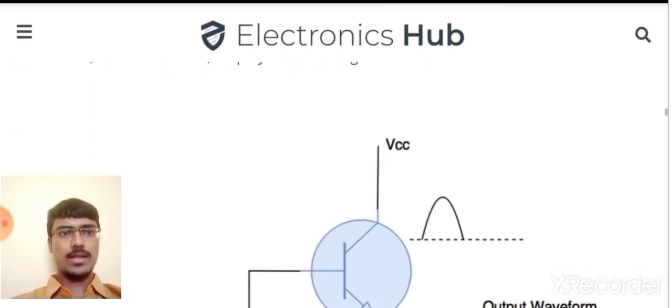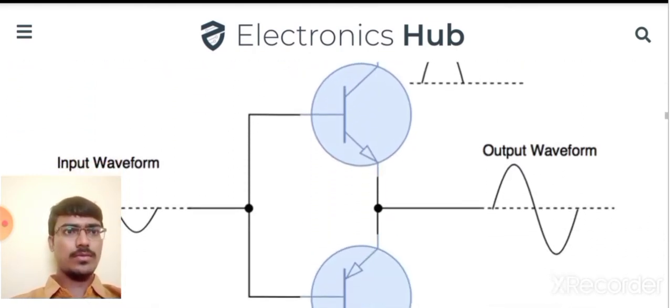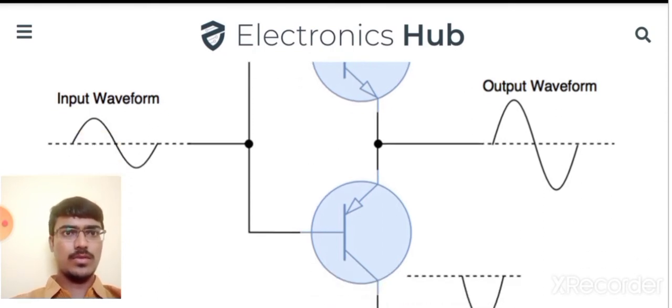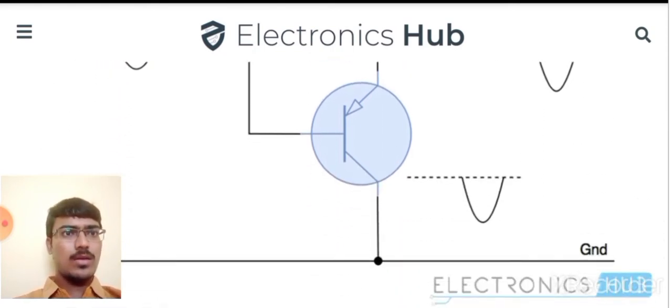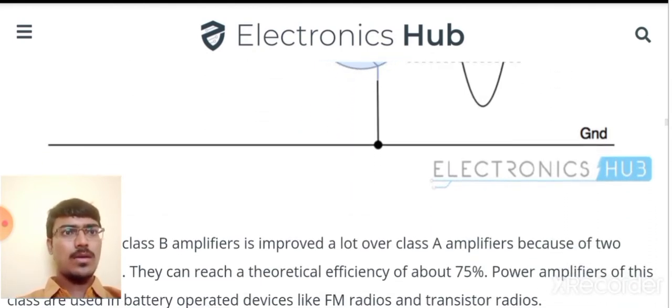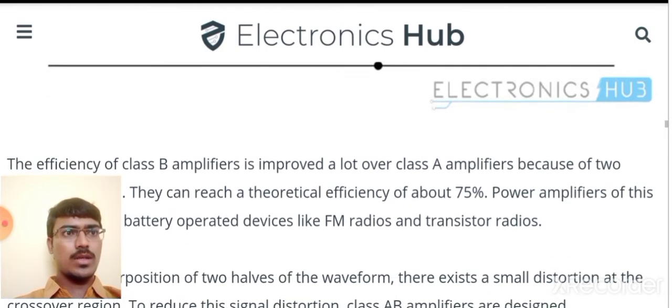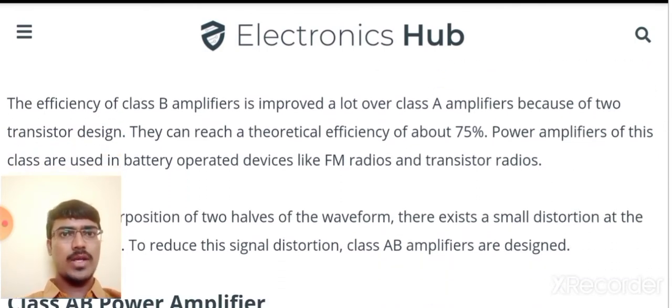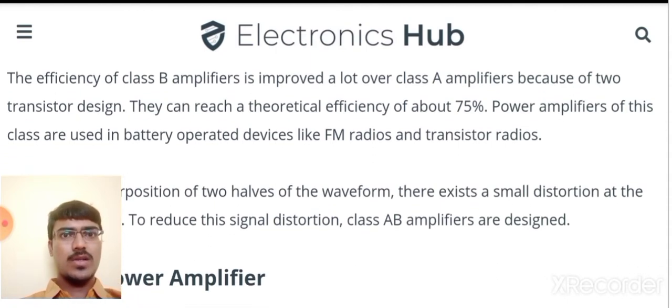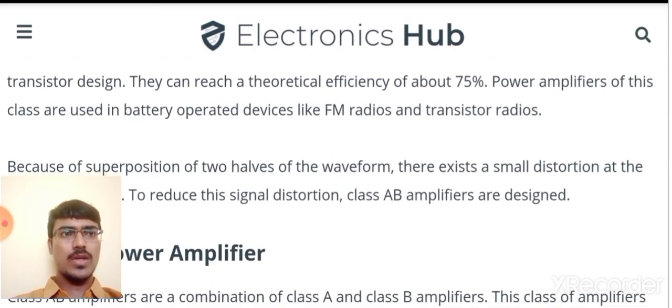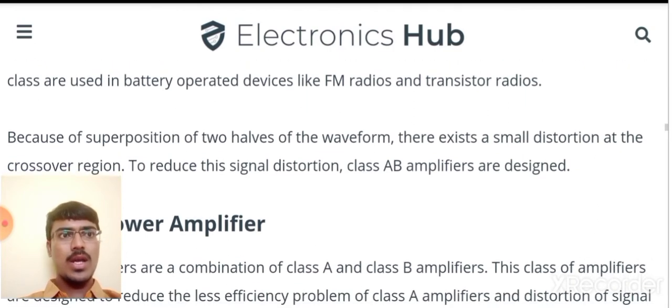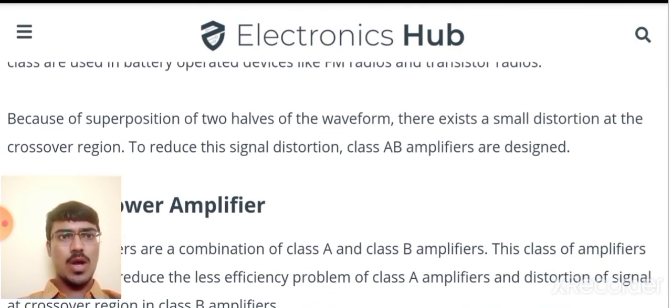amplify the entire signal. This is a circuit of class B with its output waveform, which is derived from the input waveform. The upper transistor works for the positive cycle, and the lower transistor works for the negative cycle. Efficiency of class B amplifiers is improved a lot over the class A amplifier because of this two transistor design. They can reach a theoretical efficiency of about 75%. Power amplifiers of this class are used in battery operated devices like FM radios or transistor radios. Because of the superposition of the two halves of the waveform, there exists a small distortion at the crossover region.